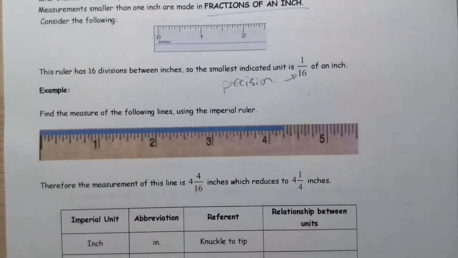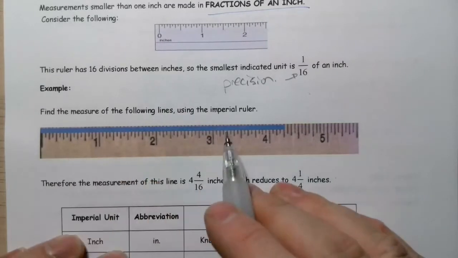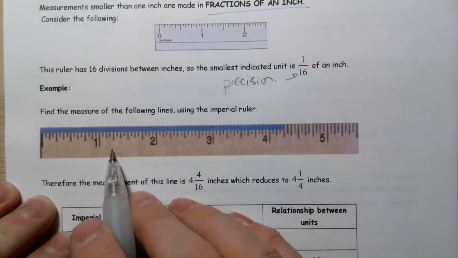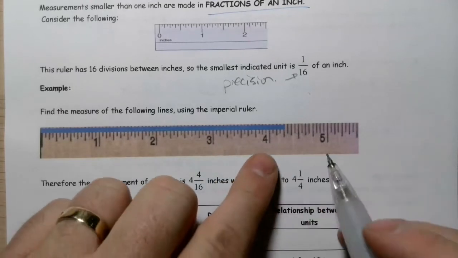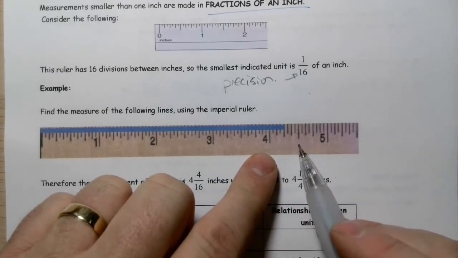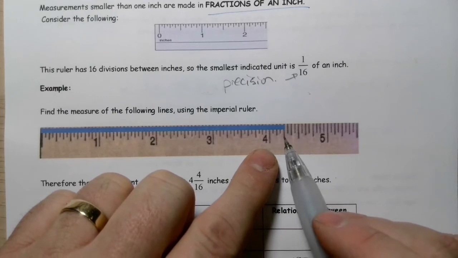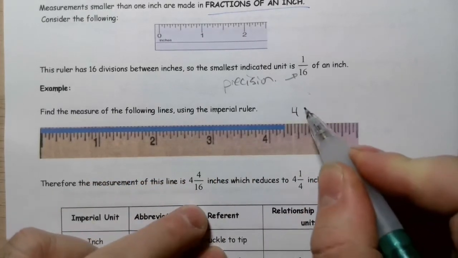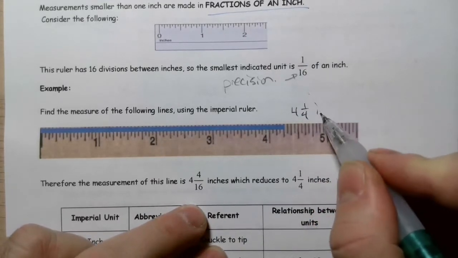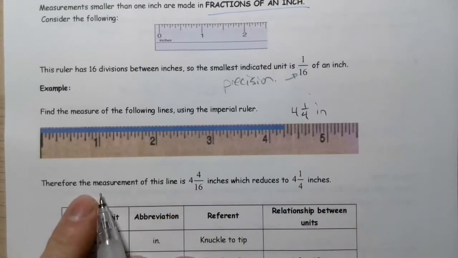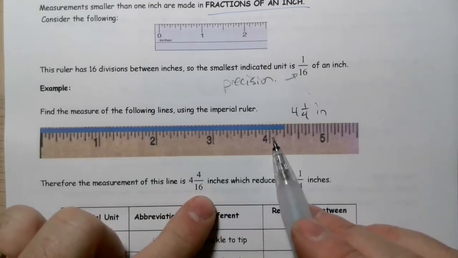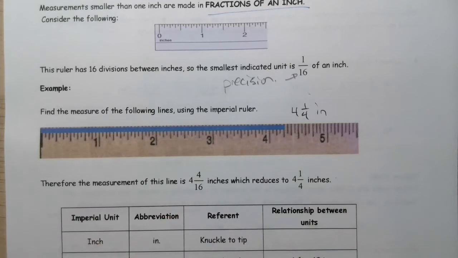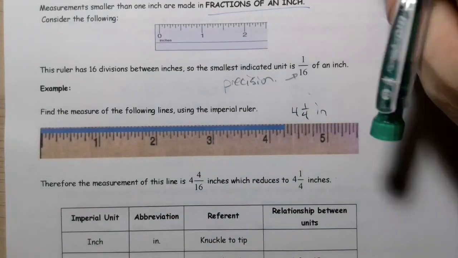So let's take a quick look at a couple of things here. Find the measure of the following lines using the imperial ruler here. This blue line here is 1, 2, 3, it's 4 inches. And then let's take a look here. This would be half of an inch. This would be a quarter. So right here, this lines up with 4 1/4 inches. And you can see that measurement down here. The measurement is 4 4/16. That's another way to describe it here. You just count out the smallest number here and then reduce that fraction, 4/16, to 1/4.